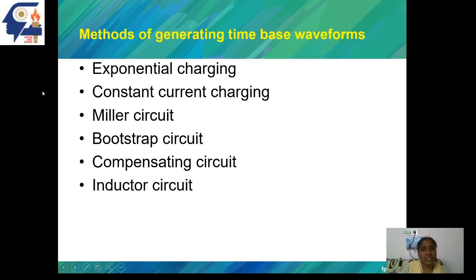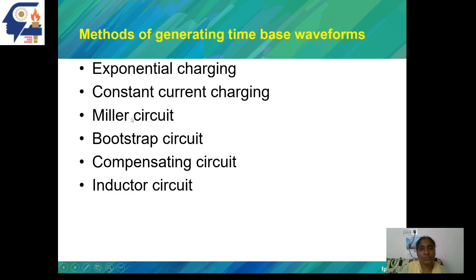In exponential charging, we take a capacitor which will charge to a voltage level V, which is small as compared to the charging level of the capacitor. In constant current charging, we charge the capacitor using a constant current source, and at the output we are going to get a ramp type of waveform.